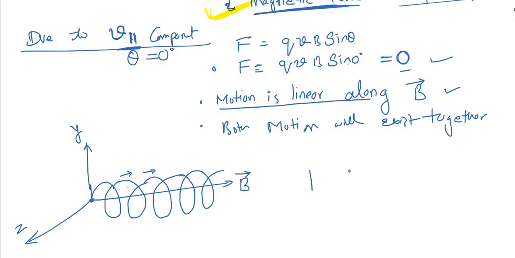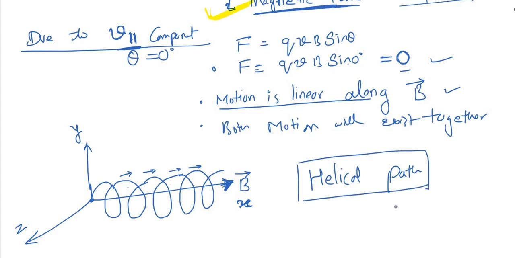And this type of motion will be observed. This is called a helical path. If the field is in the direction of x, the particle will be making a circular motion in the plane perpendicular to x, and it will take a little bit of linear path forward in the direction of B. The net effect of the motion of the particle will be a helical path. This will be the final path of the particle.